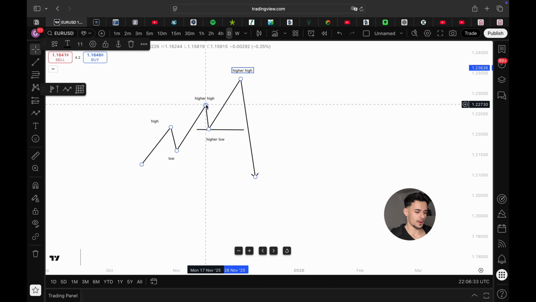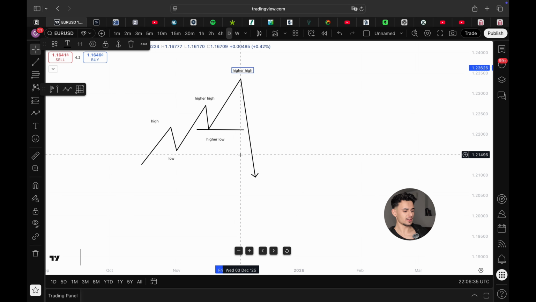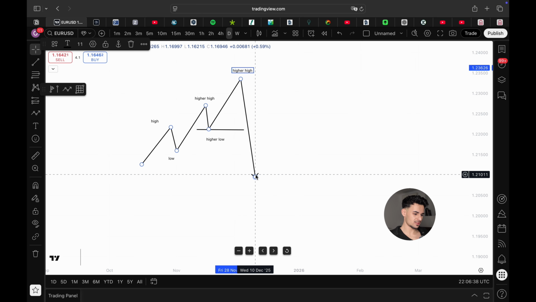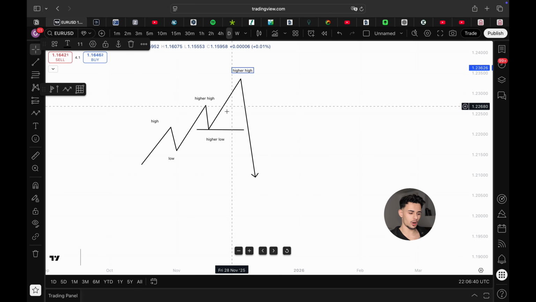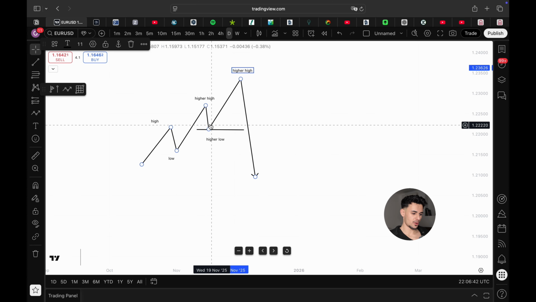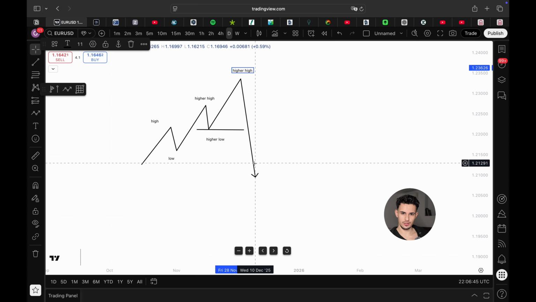Makes sense, right? But now at one point in the market we see that price broke through the last higher low. In this case here we have a break of structure.